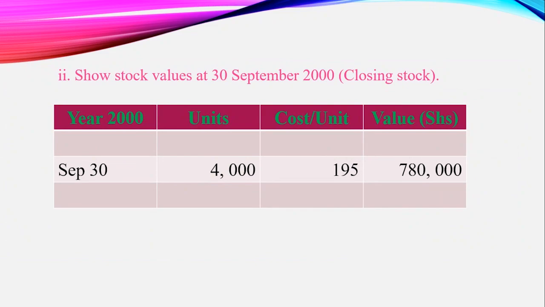So on 30th of September, the year is 2000, we have 4,000 units at 195 each. That will give us 780,000. That is basically the closing stock. That is what we have in the stores. After we have bought, after we have issued, that is, we have sold some stock during the month, this is what we remained with.